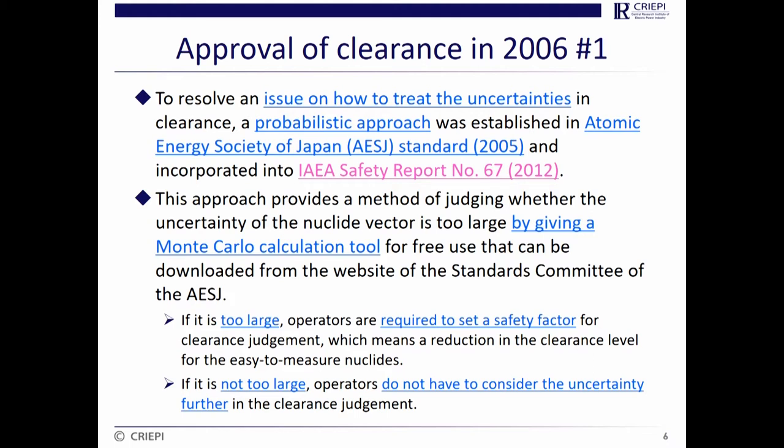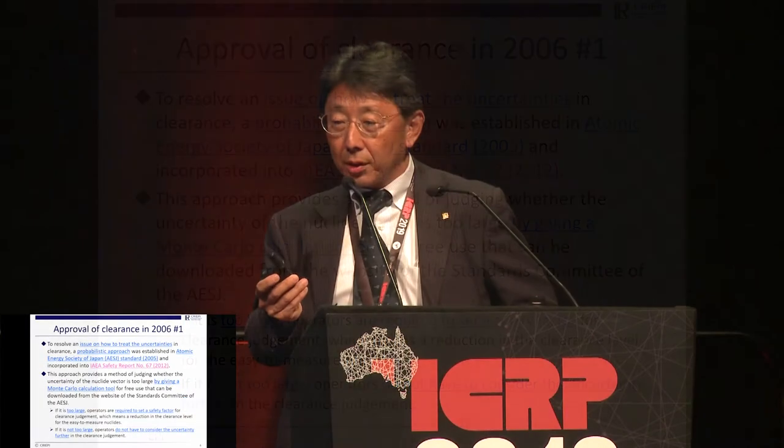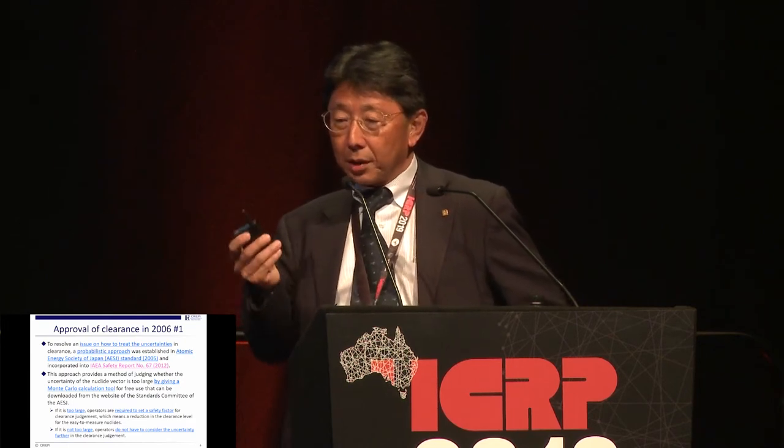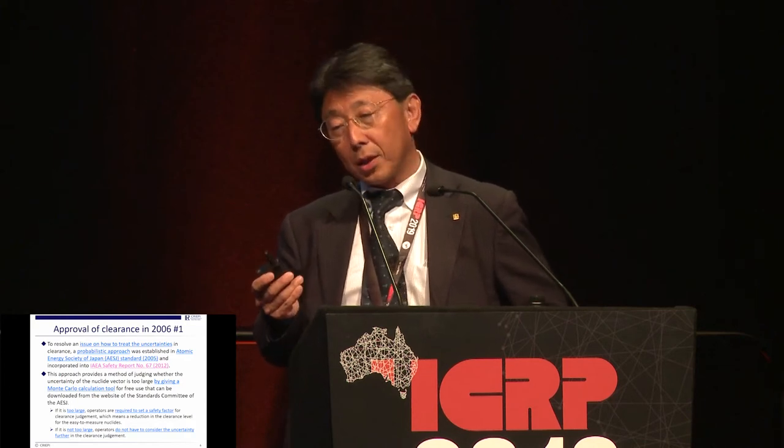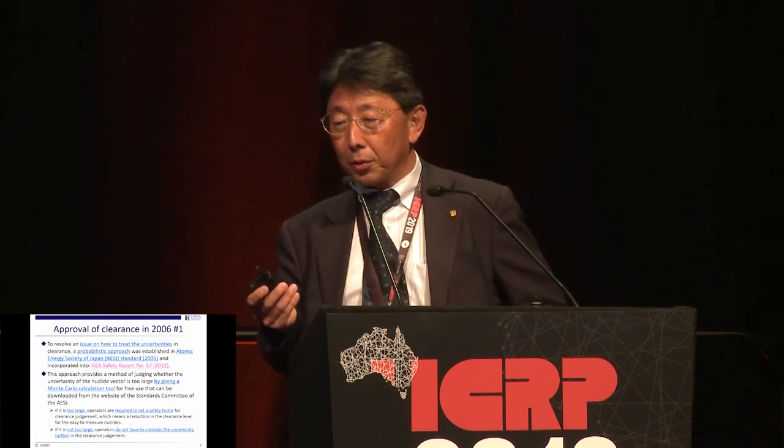To resolve the issue of how to treat the uncertainties in those days, a probabilistic approach was established in the Atomic Energy Society of Japan standards in 2005. This idea was also incorporated into the IAEA safety report number 67. Roughly speaking, this approach provides a method of judging whether the uncertainty of the nuclide vector is too large or not, by giving a Monte Carlo calculation tool for free use.